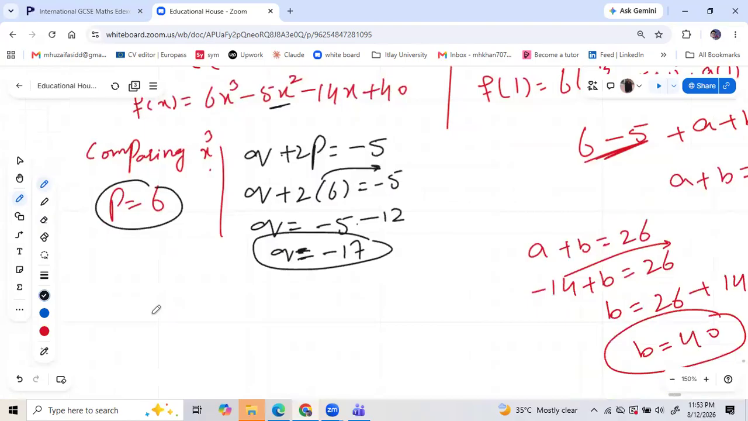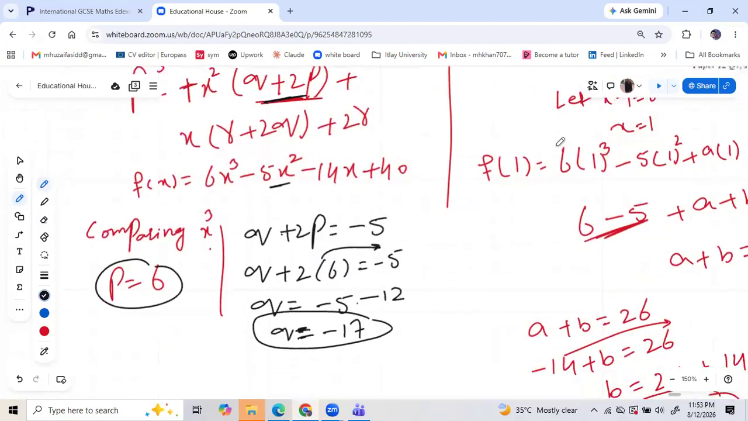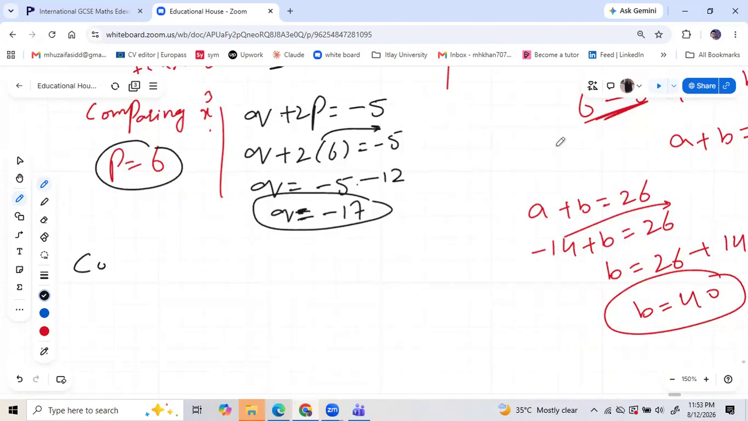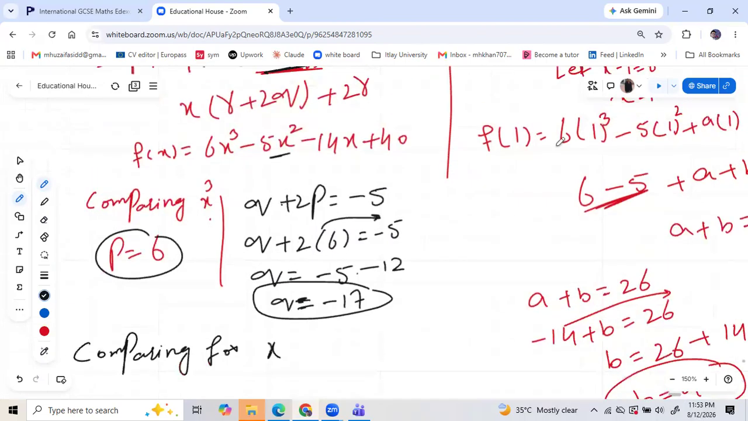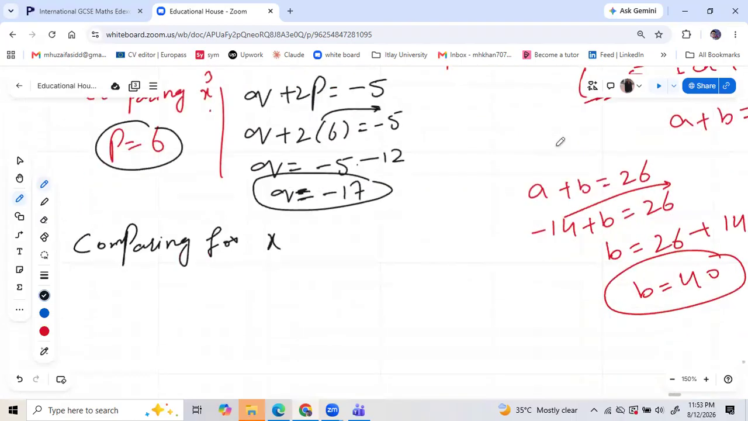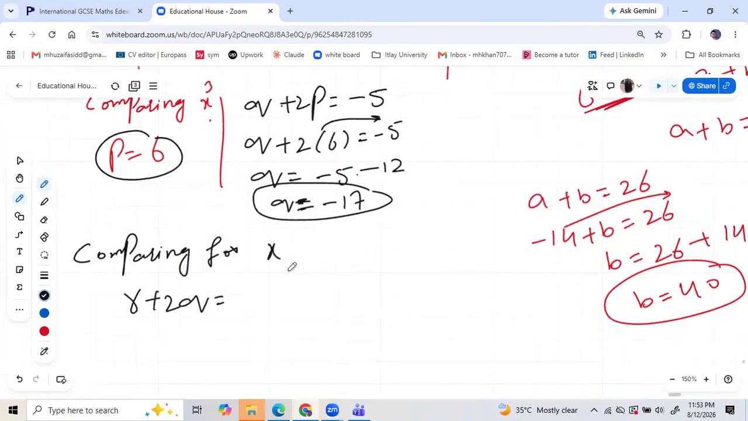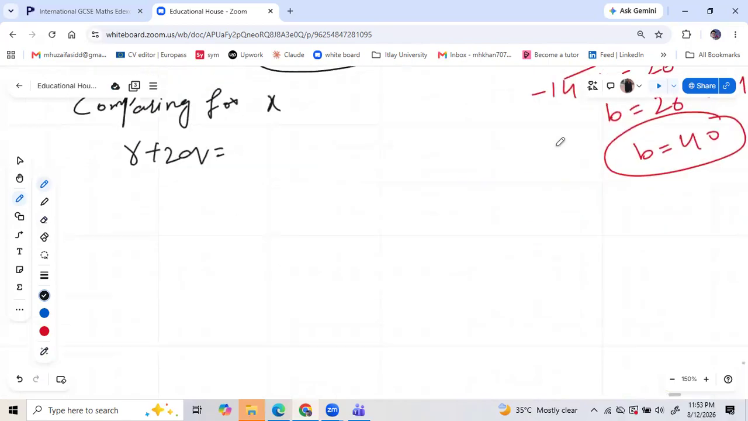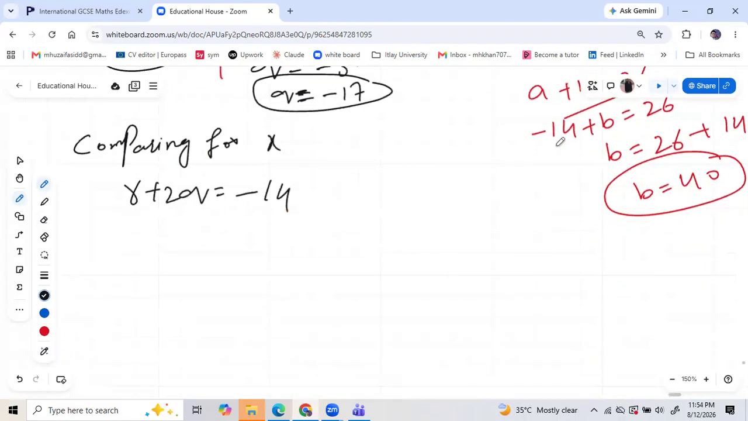Okay. Then we are comparing with x. With x, so r plus 2q is equal to what? Minus of 14. So q value is what? Minus of 17. So r plus 2 into minus of 17 is equal to minus of 14.